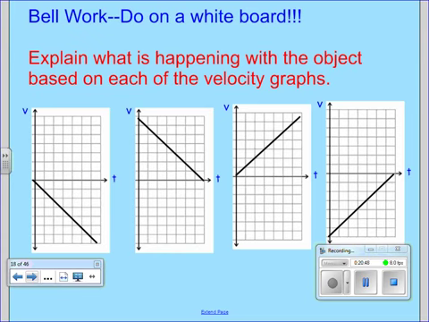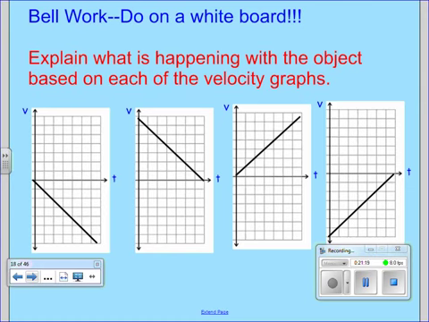Alright, last couple of things I want to do in this video is look at some graphs of velocity and some acceleration. Notice on the screen are 4 velocity graphs. What I want you to be able to do is explain what is happening with the object based on each of these velocity graphs. These are the 4 basic types of velocity graphs you'll see in this unit. There are 2 things that a velocity graph can tell you. The first thing a velocity graph can tell you is which direction is the object moving. Is it moving in the positive direction or is it moving in the negative direction?